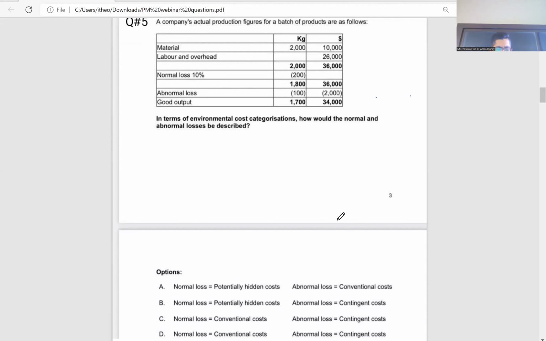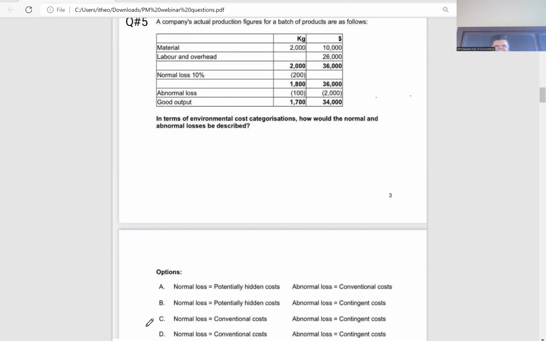Now, this is a very general question. How would normal and abnormal loss be described? Option A: normal loss, potentially hidden cost; abnormal loss, conventional cost. Option B, normal loss is potentially hidden cost and abnormal loss is contingent cost. Option C, normal loss is conventional cost, abnormal loss is contingent cost. And normal loss is conventional cost and abnormal loss is contingent cost.